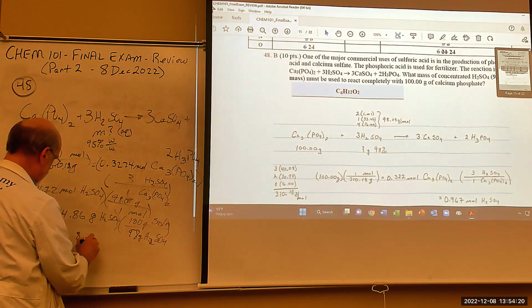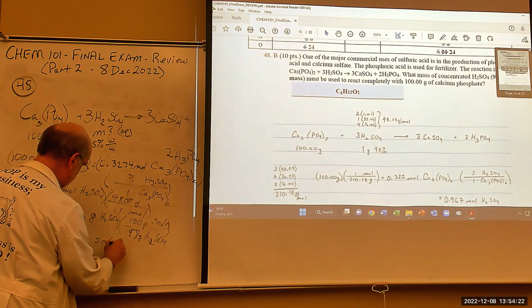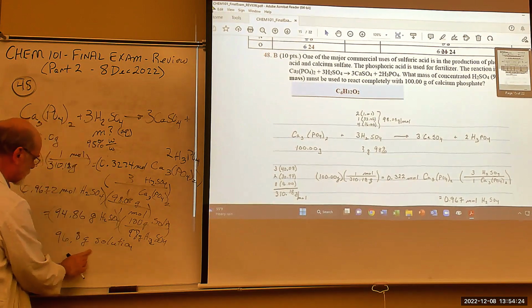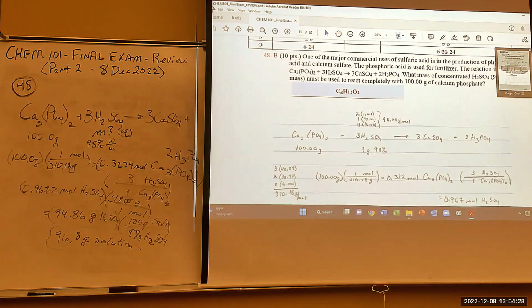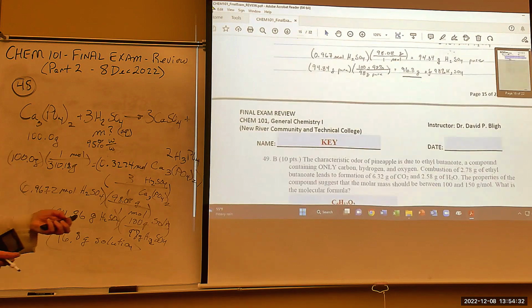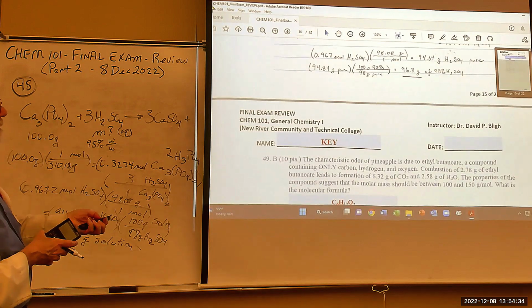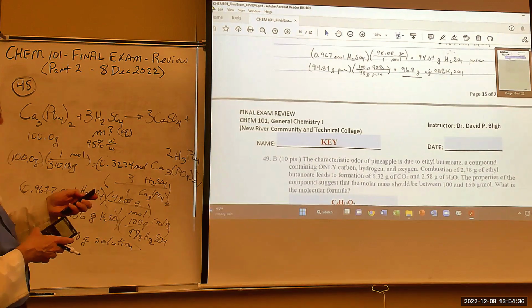That's 96.8 grams of solution, of sulfuric acid solution. Let's see. Yeah, 96.8 right there.